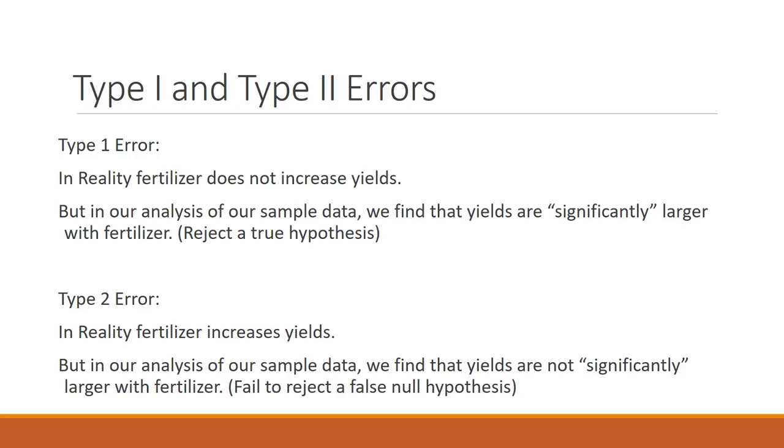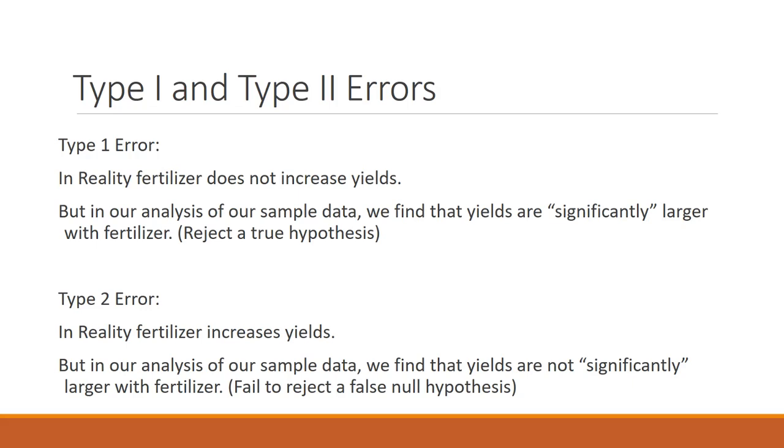If we say that there is an effect when there isn't, then policymakers and NGOs are going to go and invest a bunch of money in something, and all of that money is going to be wasted because there's not an actual effect. So we don't like type 1 error. Let's look at type 2 error. Type 2 error is, in reality, fertilizer increases yields, but in our analysis of our sample data, we find that yields are not significantly larger with fertilizer. In this case, we fail to reject a false null hypothesis. That means that fertilizer really does help farmers, but we concluded that it didn't.